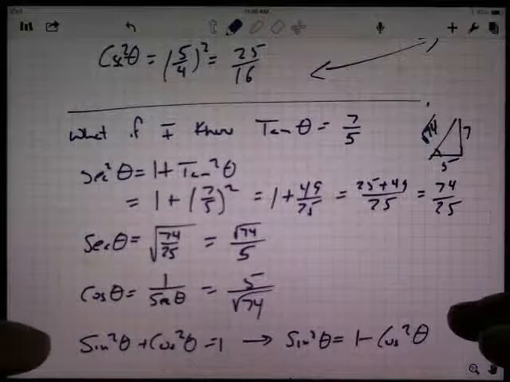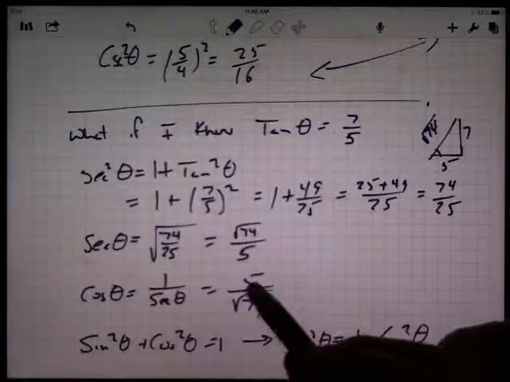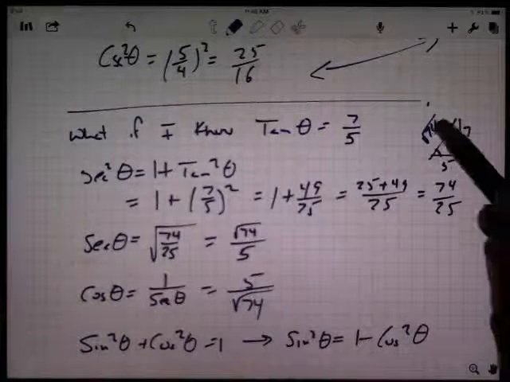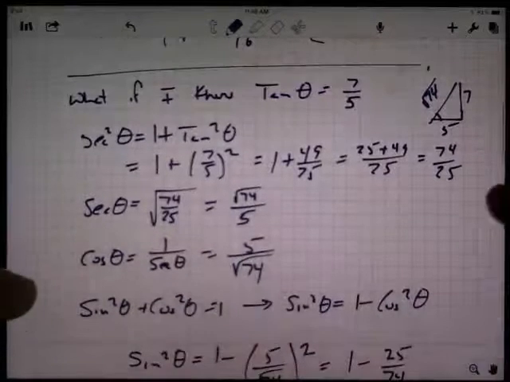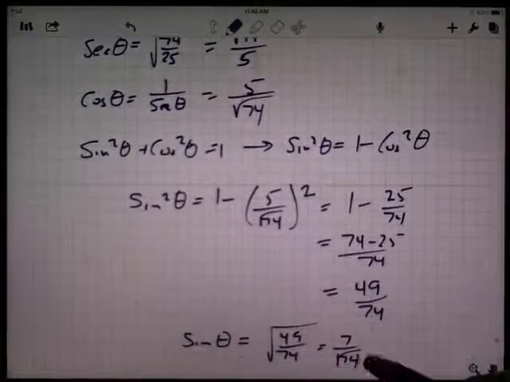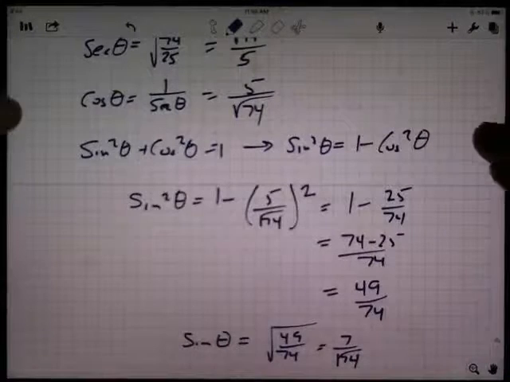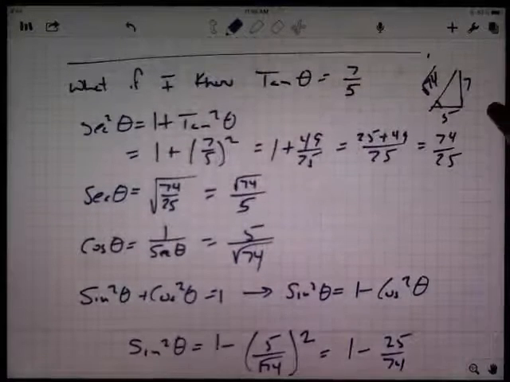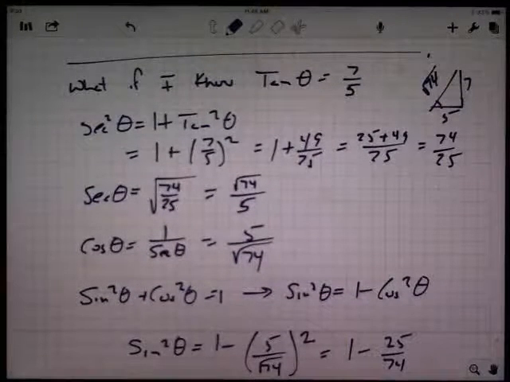And I believe all the things correspond here. This cosine is 5 over the square root of 74. The sine should be 7 over the square root of 74. Is that what we got? Yeah, 7 over the square root of 74. So you can think in terms of the picture, or you can think in terms of the Pythagorean relationship.